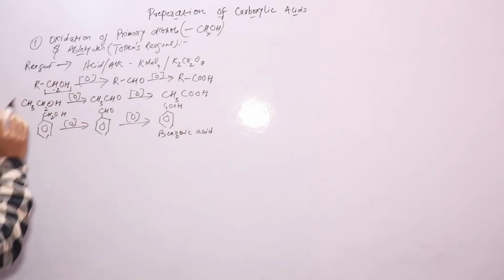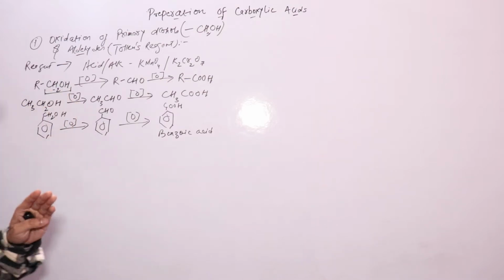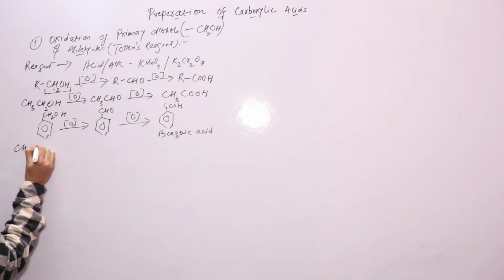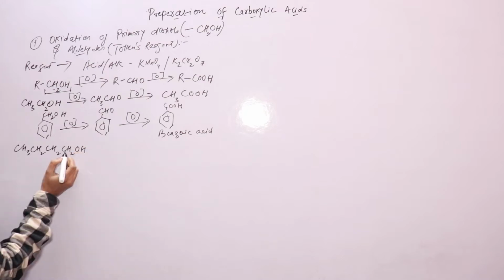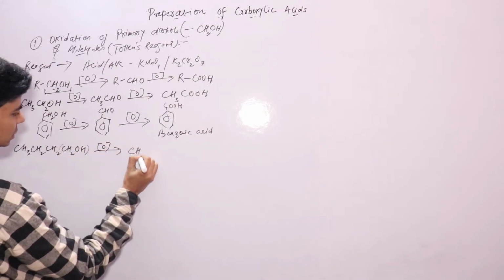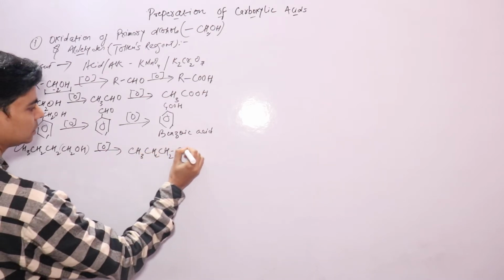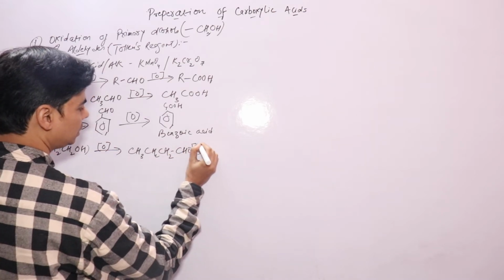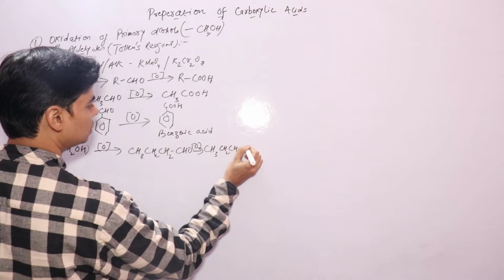So you just have to look at the CH2OH group. Before the CH2OH group, this alkyl chain can be any. It can be a bigger compound also, like CH3CH2CH2CH2OH. So you just have to look at this CH2OH group. It will get oxidized to CH3CH2CH2CHO. Now this will oxidize further into carboxylic acid, CH3CH2CH2COOH.